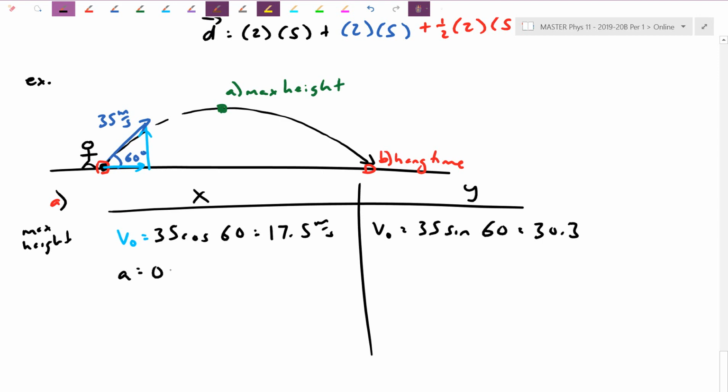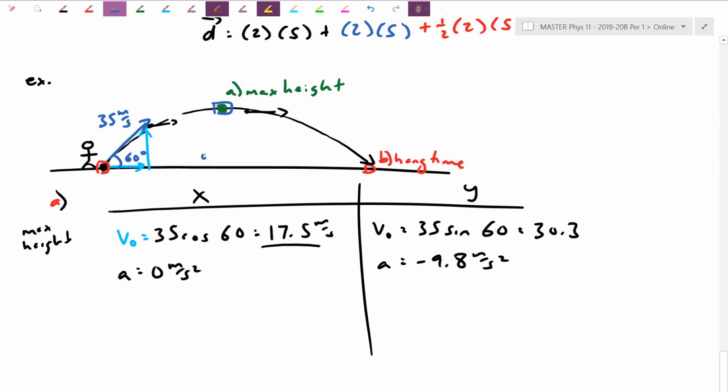Acceleration-wise, like we mentioned before, the acceleration horizontal is 0. Once the football leaves my foot, I can't influence it anymore. Whatever speed it has, in this case 17.5, it's just constantly going to be 17.5 going forwards, similarly at the max height position. For acceleration due to gravity, however, it is going to be negative 9.8, so it points down towards the ground.